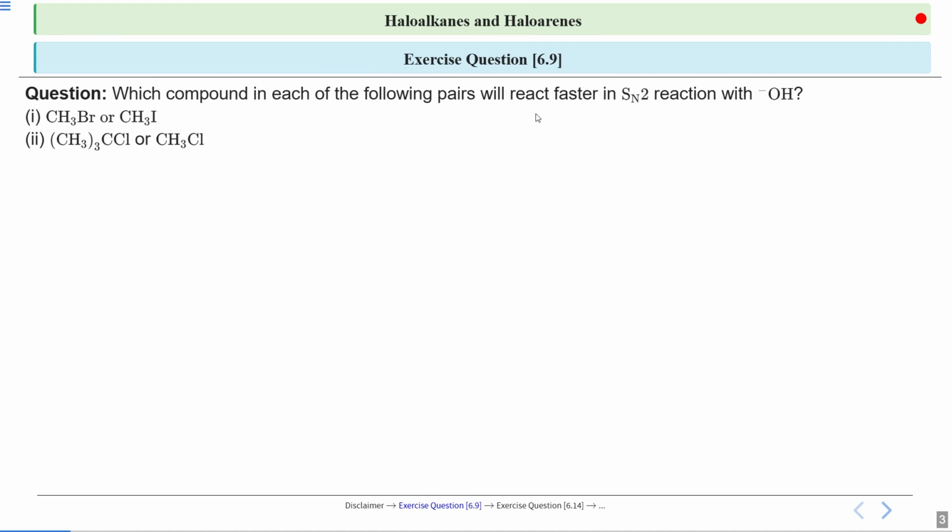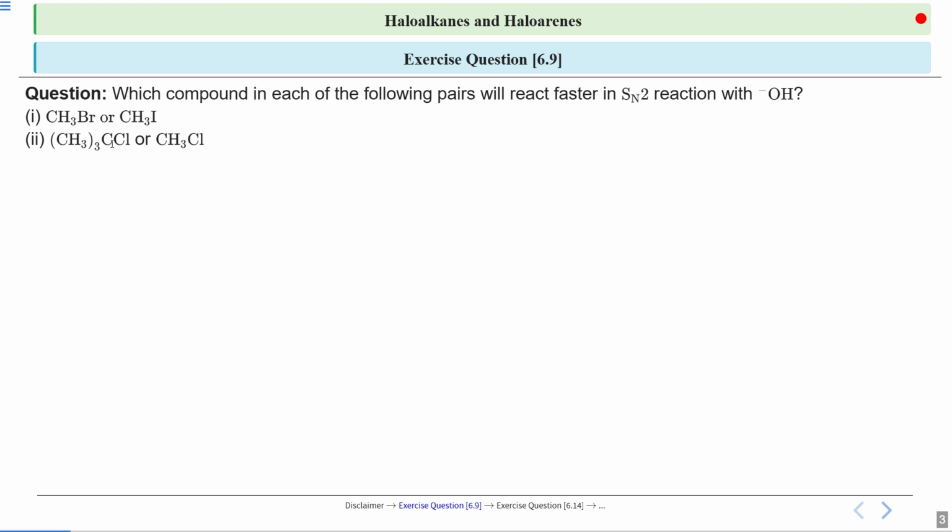Let's begin with our first question, the exercise question 6.9. Question is, which compound in each of the following pairs will react faster in the SN2 reaction with hydroxyl ion? So we have two parts of this question and each part contains a pair of compounds. First part is CH3Br or CH3I.